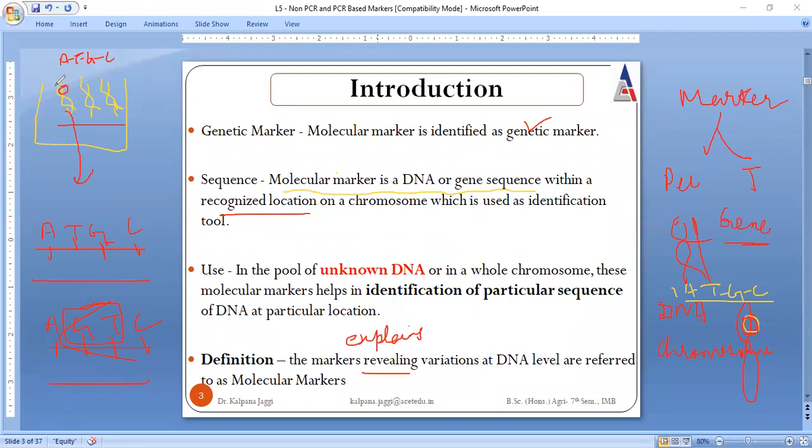Say if I say these two DNA are of the same kind, and here is the recognized location of the molecular marker on these two chromosomes. But if I say this molecular marker is present here, this is not possible, because the position of a particular molecular marker is always fixed on the DNA. This is the reason its position always remains fixed within a specific kind of DNA, and so it is always used as a tool for the identification of unknown DNA, right?